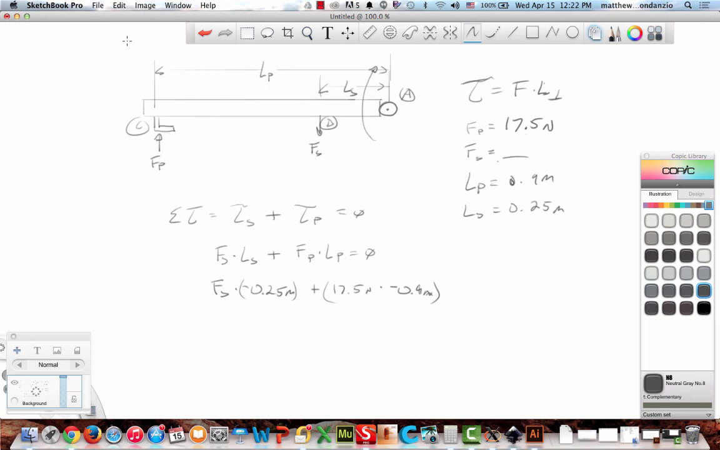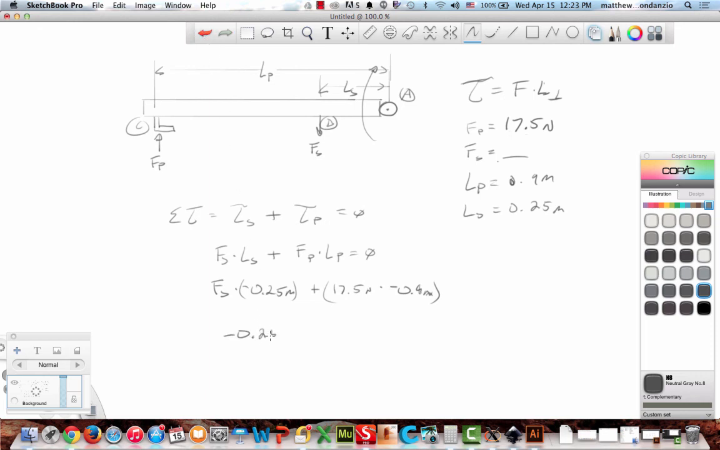Hold on. The force is 17.5. That's positive. 0.9 is the length. Anything to the left of the pivot point is going to be negative. Anything to the right of the pivot point is going to be positive. It really is arbitrary, but we want to be consistent. Okay?